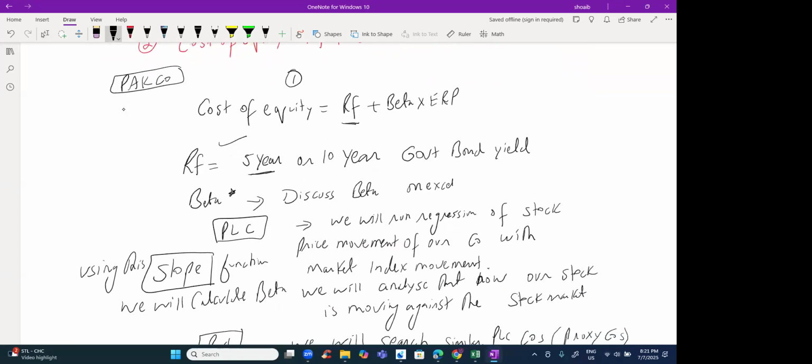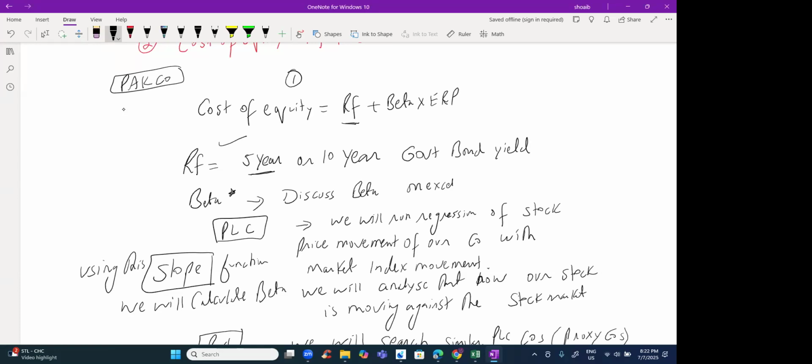Risk-free rate. From where will you take the risk-free rate? You can find the risk-free rate of your government bond from the central bank website. Or there are many websites available on which you can find the yield of your government bond. 5-year or 10-year, you can take one of the bond yields. If your project has a long life, take 10-year. If your project has a short life, 5 years, 6 years, then you can take the 5-year bond yield.